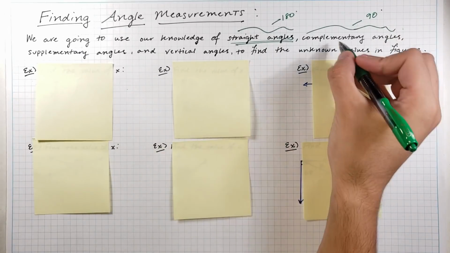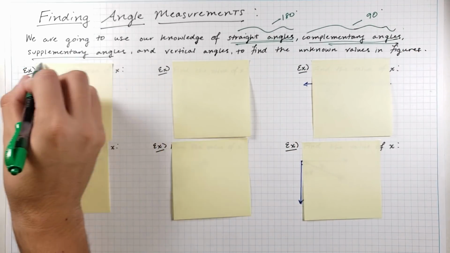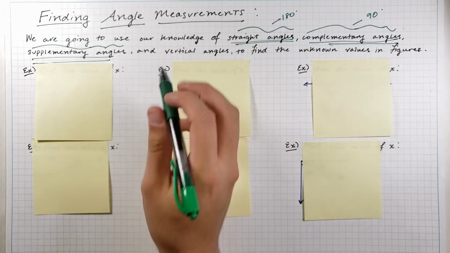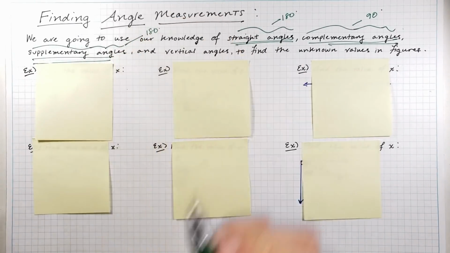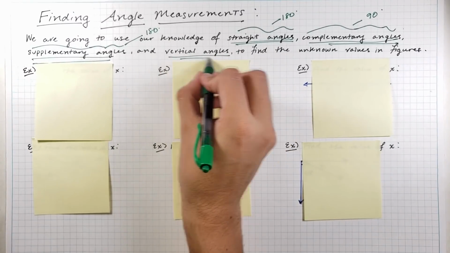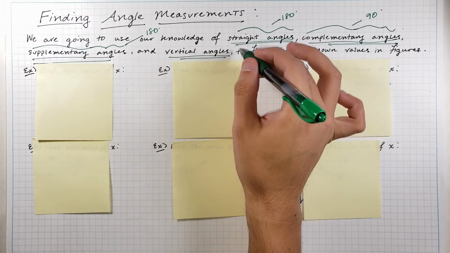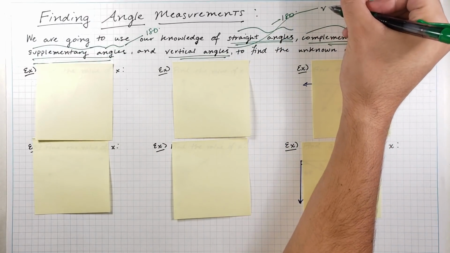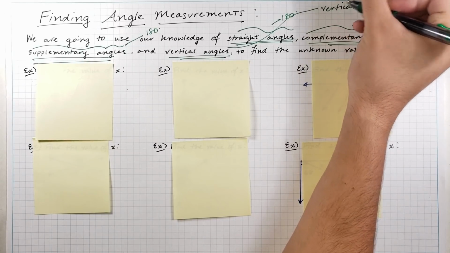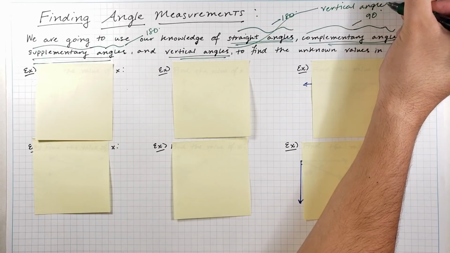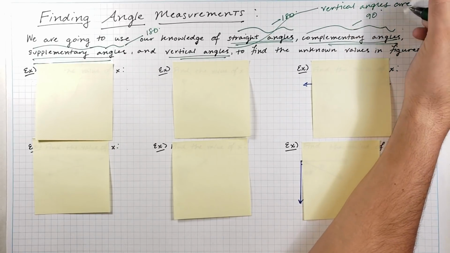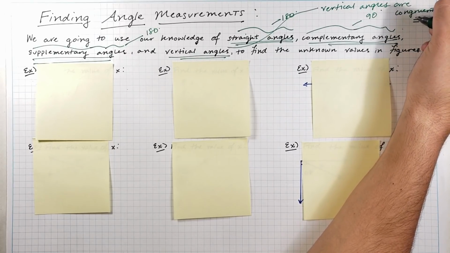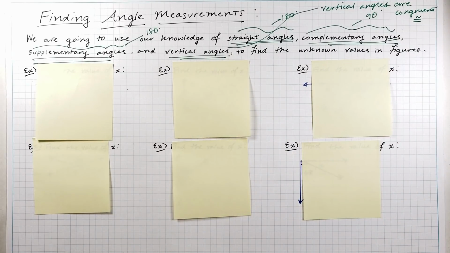We're going to be using supplementary angles, which you guys remember are closely related to straight angles. They also add to be 180 degrees. And vertical angles, all right? The most important thing about vertical angles that we said was, I'll put it up here somewhere, vertical angles are congruent. That's going to be the most important thing for vertical angles that we're going to be looking at.